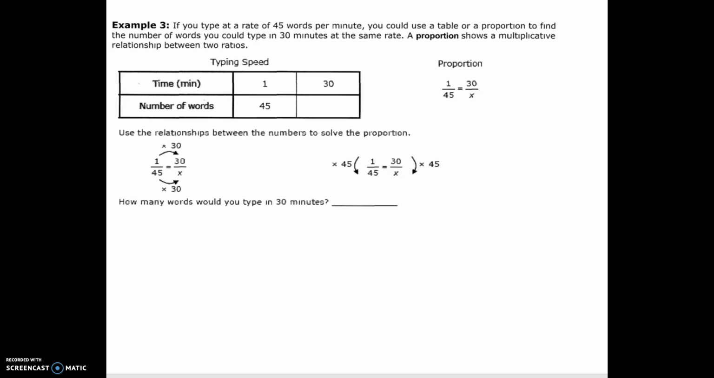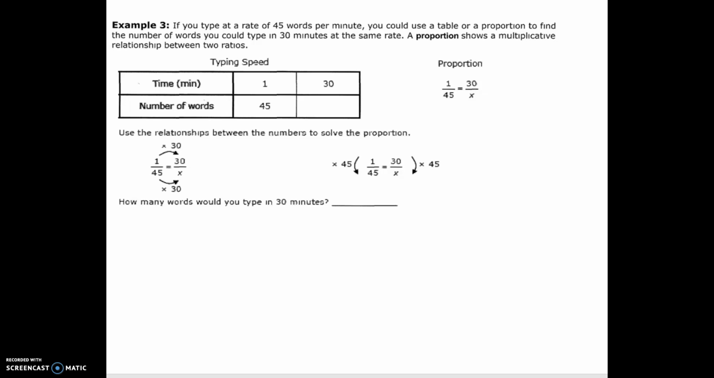And at the bottom it says number of words, so comparing 45 number of words to the unknown, which we will solve for. It also shows us a proportion next to that setup, which is basically the same thing, just not in a table. And then below that it shows you the relationship in two different ways that you could also find the unknown or your variable. So what we're looking for in the end is how many words would you type in 30 minutes. So let's go ahead and see what we can do.